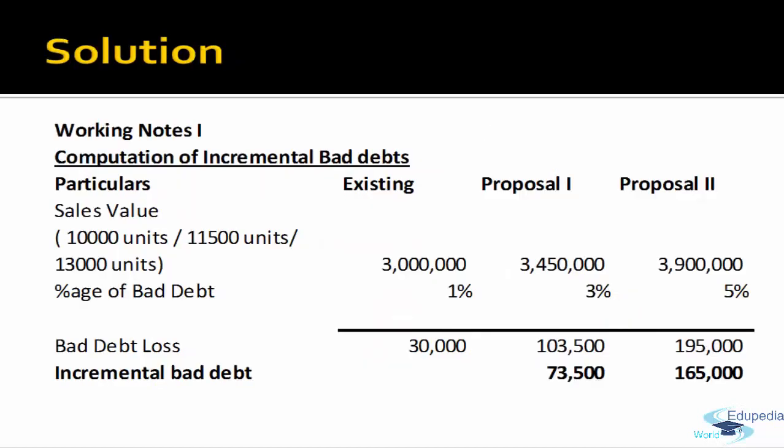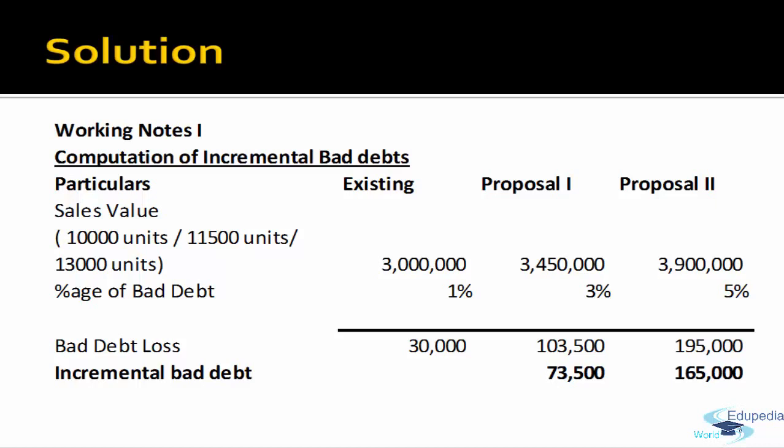So if you evaluate, the first thing is increase in bad debts. Existing is 1% bad debts. So at a sale level of 10,000 units, the company is able to sell 30 lakh rupees. If the company enhances its credit period to 2 months, there will be an increase in sale units. For 2 months, it will be 11,500 units, which gives a revenue of 34 lakh 50,000. And in proposal 2, the company is able to increase its sale by 30%, that is 13,000 units. The total revenue earned by the company is 39 lakh rupees.